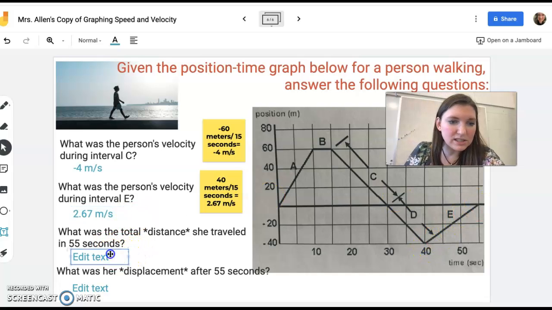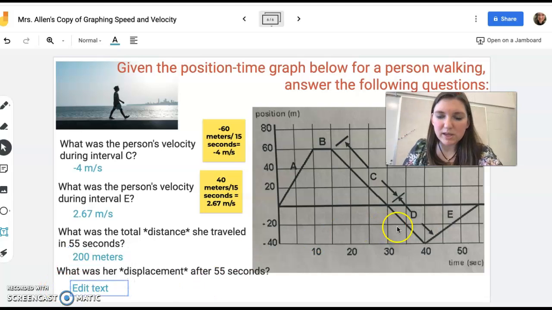Okay, so what is the total distance she traveled in 55 seconds? So I see 60 meters there plus another 60 meters there, so 120, plus another 40 meters there, so 160, plus another 40 meters there. So that's going to be 200 meters. Distance is always going to be a positive number because it's like the number of steps that you take, how long your path is. So 200 meters.